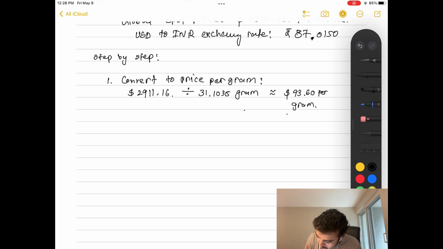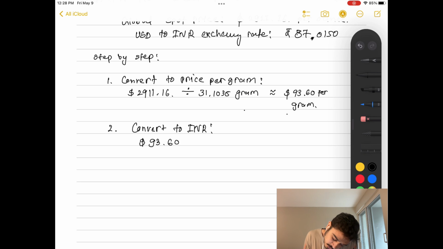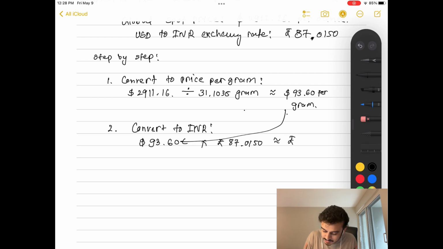Okay, now step 2, convert to INR, right? Now if you take 93.60, which we got here, and multiply by the 87.0150 per dollar rate, then the answer would be 8,142 rupees per gram.